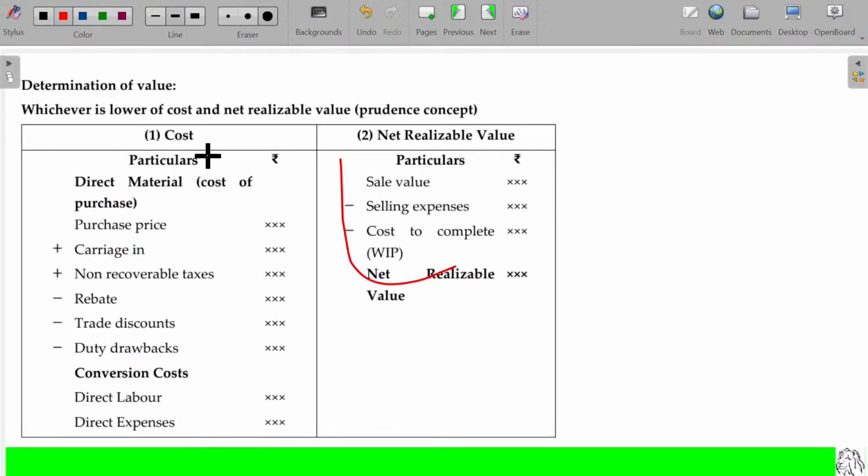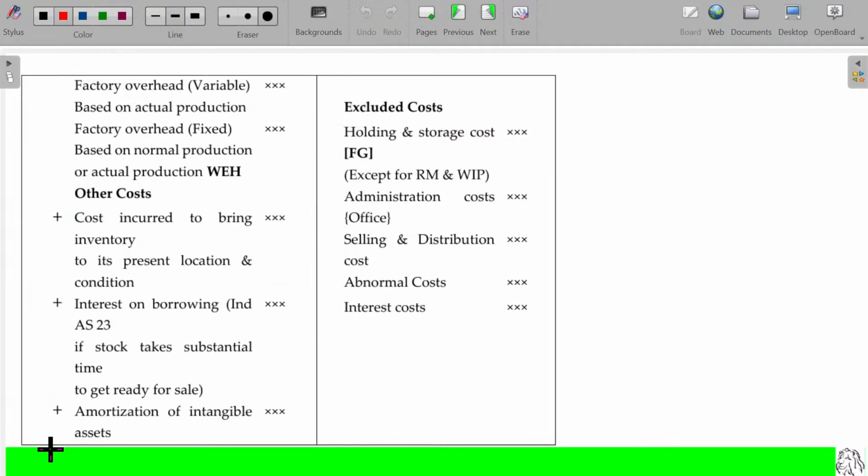NRV already studied. What about the cost? Cost is nothing but direct material cost and conversion cost. And in conversion cost, variable overhead is calculated per unit based on actual production. In case of fixed overhead, based on normal or actual production, whichever is higher will be taken. So these we have already studied. Fixed factory overhead is divided by whichever is higher of normal capacity or actual production. The same will be there.